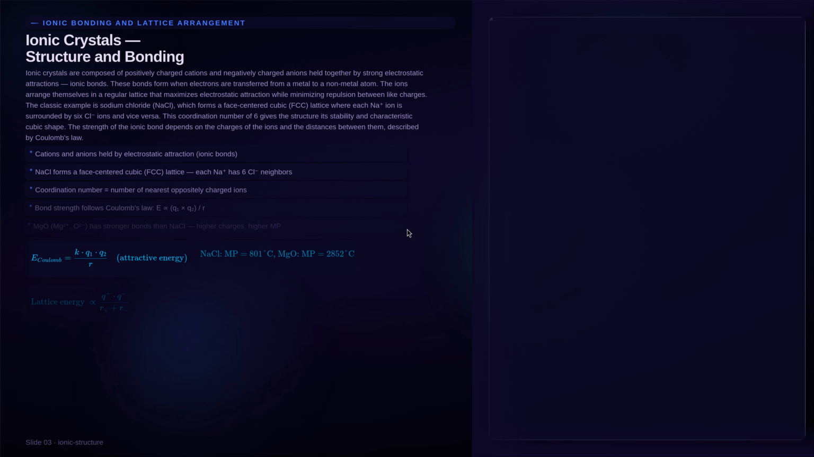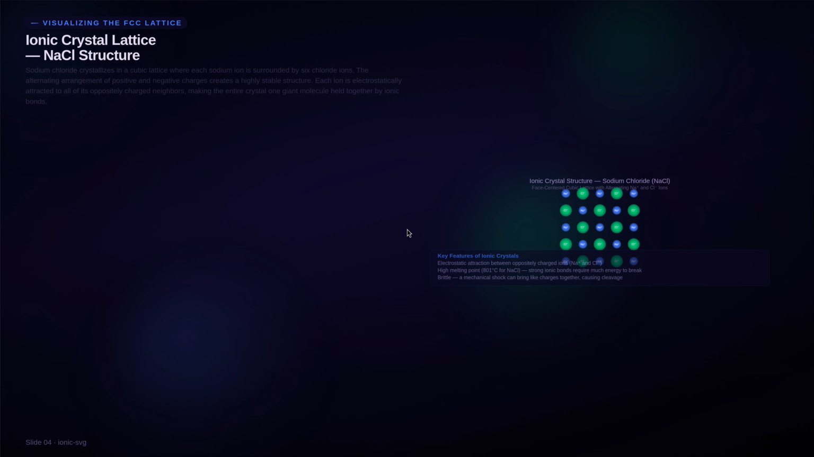Ionic crystals are composed of positively charged cations and negatively charged anions. These are held together by strong electrostatic attractions known as ionic bonds. The classic example is sodium chloride, which forms a face-centered cubic lattice. Each sodium ion is surrounded by 6 chloride ions. The strength of the ionic bond depends on the charges of the ions and the distances between them, as described by Coulomb's law. Here we can see the sodium chloride crystal structure visualized.